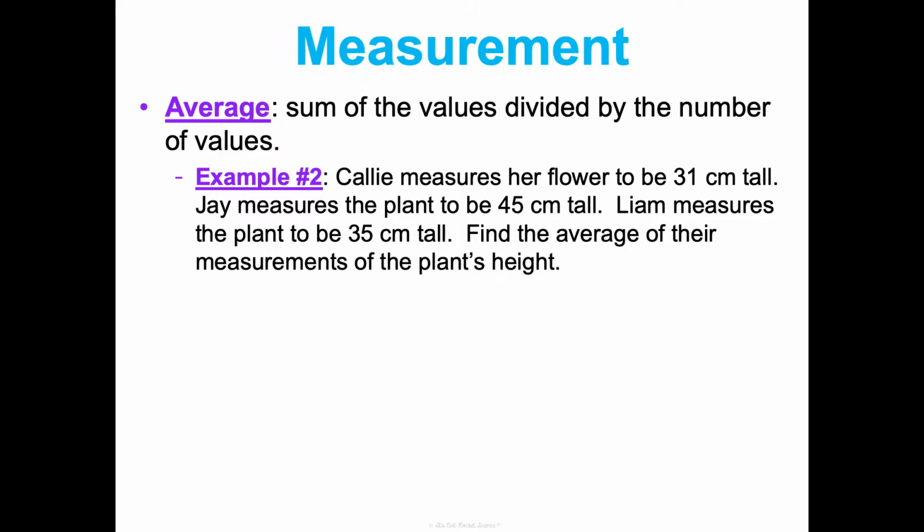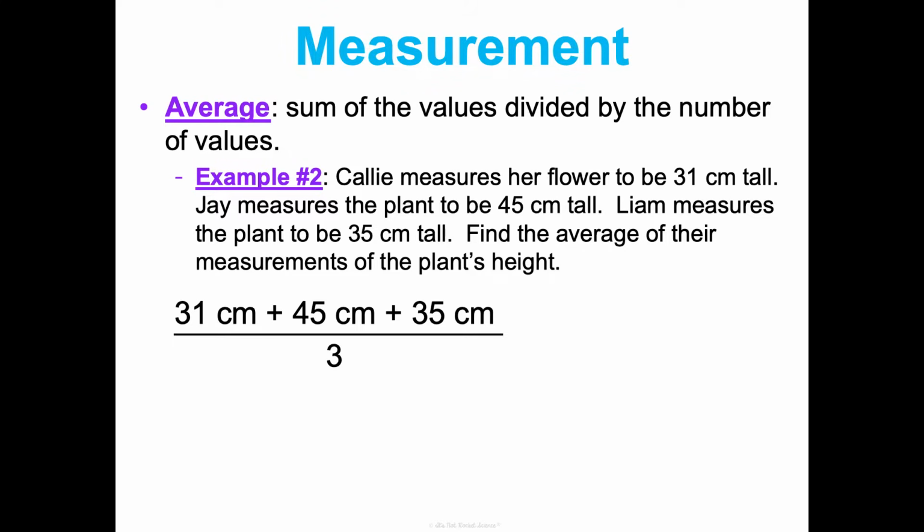So here's an example. Callie measures her flower to be 31 centimeters tall. Jay measures the plant to be 45 centimeters tall. Liam measures the plant to be 35 centimeters tall. Find the average of their measurements of the plant's height. So first, we're just going to find the sum of those values, 31 plus 45 plus 35, and then we'll divide by the number of values, which there are 3 measurements, so there are 3 values, so we will divide by 3. So we add those up first. We get 111 centimeters divided by 3. When you input that into your calculator, you get 37 centimeters. And that is an example of how you will calculate an average.